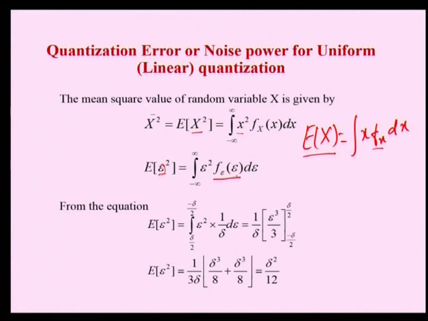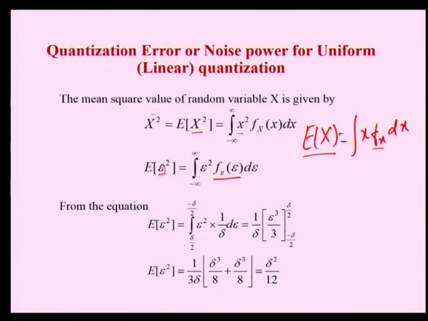This is uniformly distributed in the range minus del by 2 to plus del by 2. So, the probability density function is given as 1 by del. Just now we have derived how we obtain this 1 by del. The lower limit is minus del by 2 and the higher limit is plus del by 2, and we substitute these values and integrate this equation with respect to epsilon.